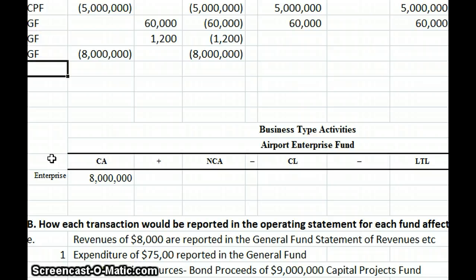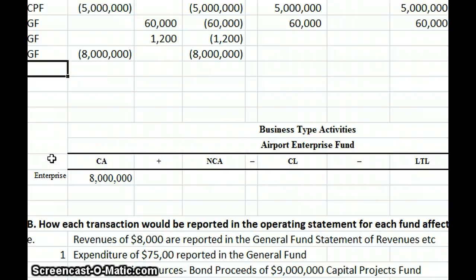Okay, now let's look at number 6. A $3 million personal injury lawsuit has been filed against the city. The controller determines a probability that the judgment will amount to $2 million in the future, but does not expect to have to pay the judgment for another 3 years. The incident relates to general government activities.